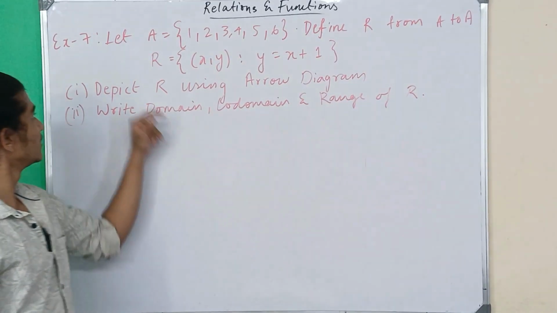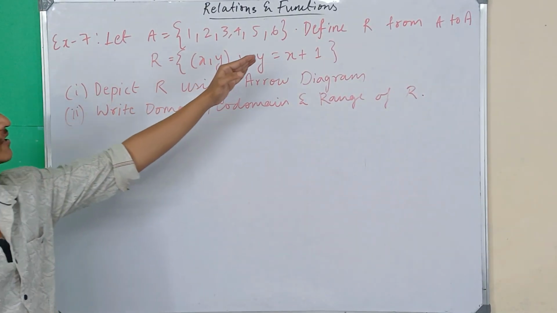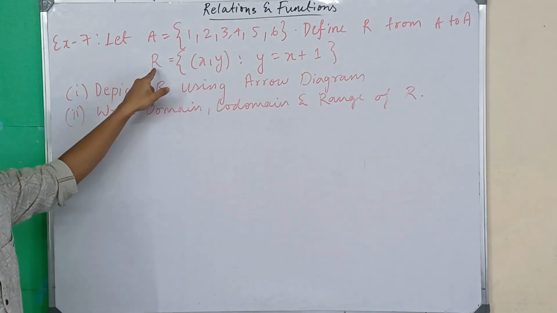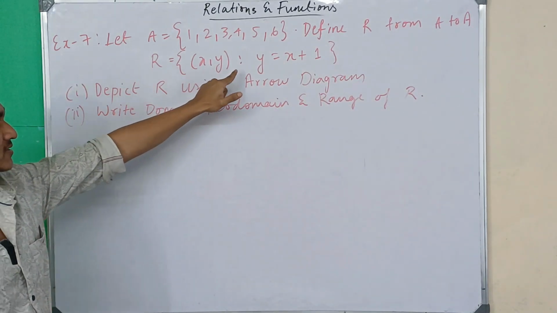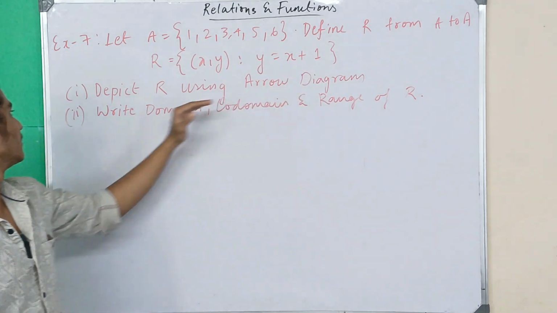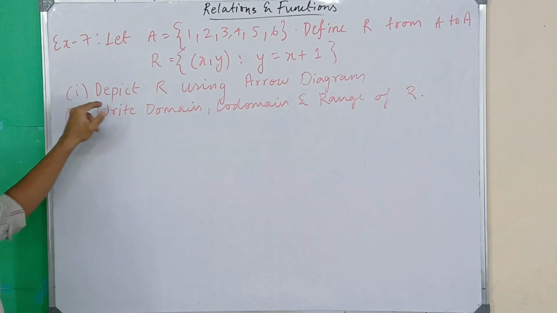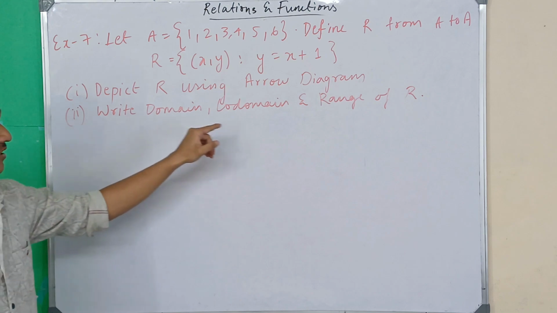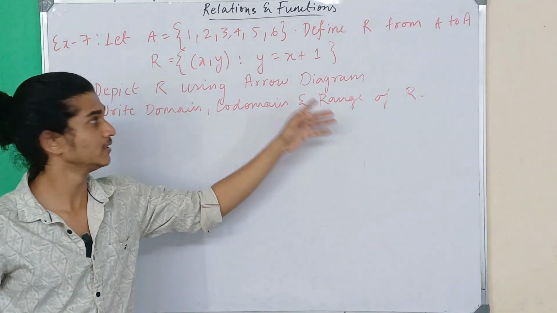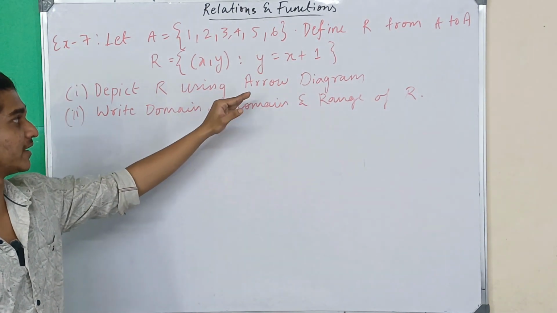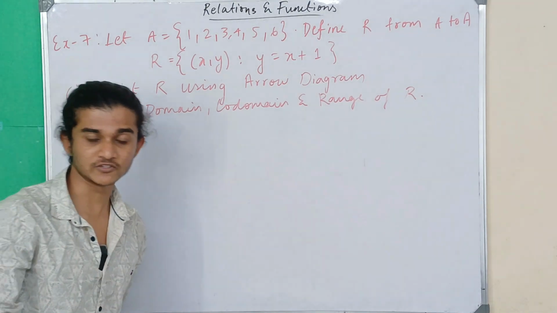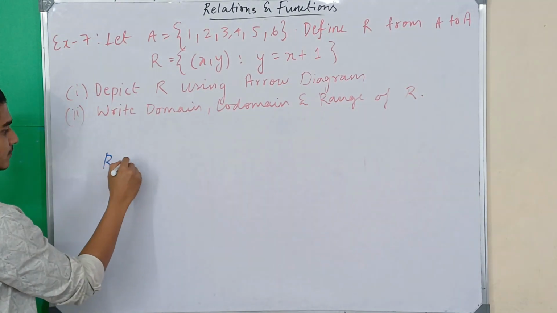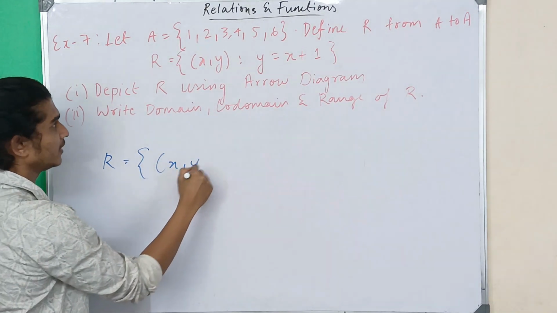So the problem is: let A equal to {1, 2, 3, 4, 5, 6}, define relation R from A to A by R equal to the set of all (x, y) such that y equal to x plus 1. In this we're supposed to represent the relation in an arrow diagram, and we're supposed to find the domain, range and codomain of R. So let us try to solve the first one, which is finding the relation and then representing it in the form of arrow diagrams.